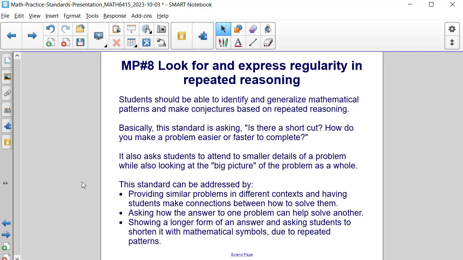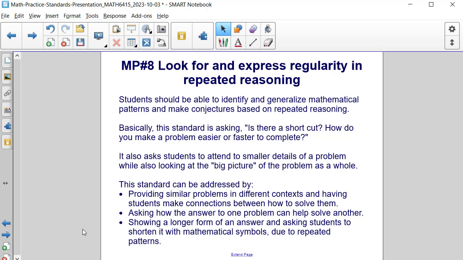We can provide similar problems in different contexts and have students make connections between how to solve the similar problems. We can ask students how the answer to one problem can help them solve another one. And the classic example of mathematical practice standard number 8 is showing a longer form of an answer and asking the students to shorten it with mathematical symbols due to repeated patterns.